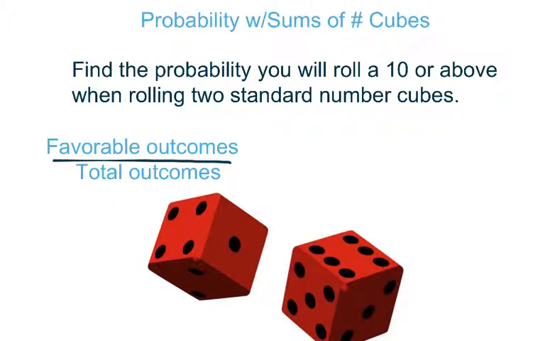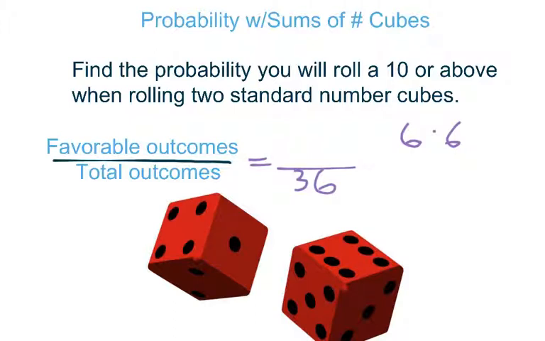That's our denominator. Well, there are 6 outcomes possible on the first die, and then 6 on the second one. So our total outcomes is just 36. And if we would have rolled it 3 times, we would have multiplied that by 6 again and got 216. So favorable, though, are how many times can we get a 10 or above?